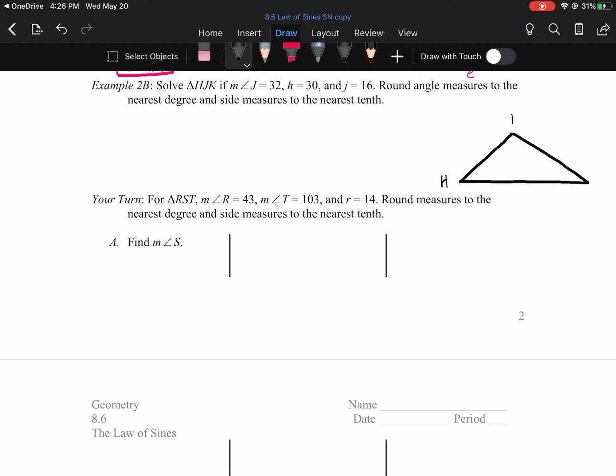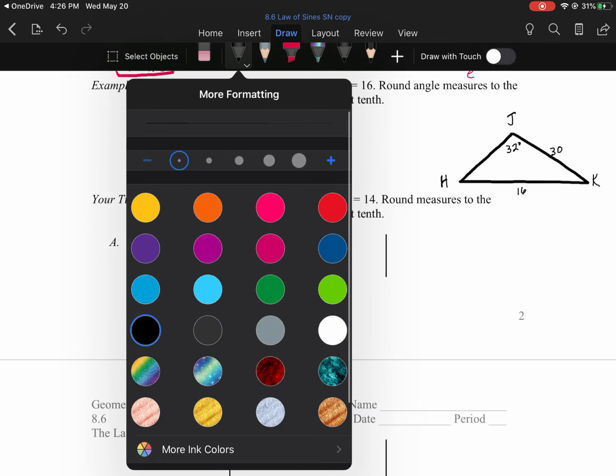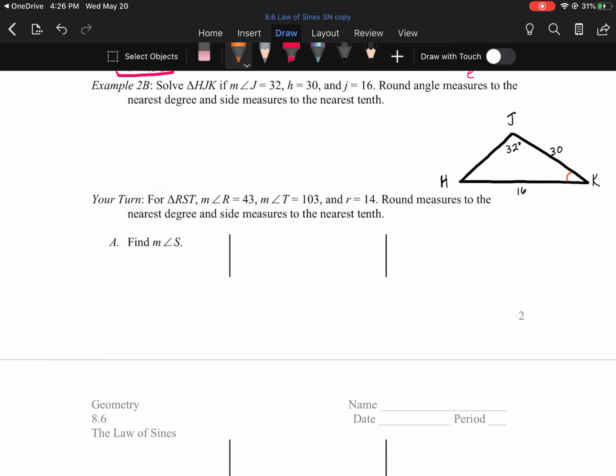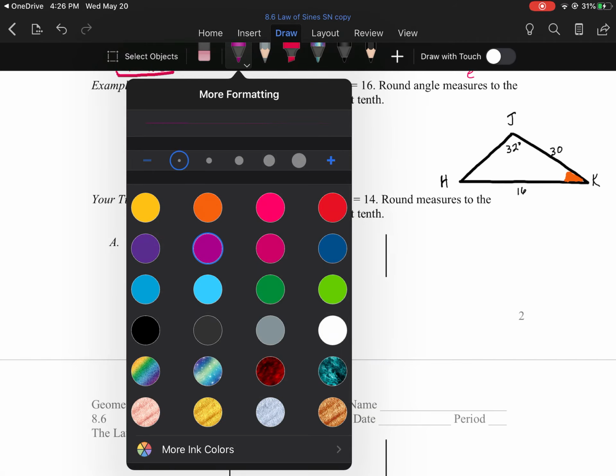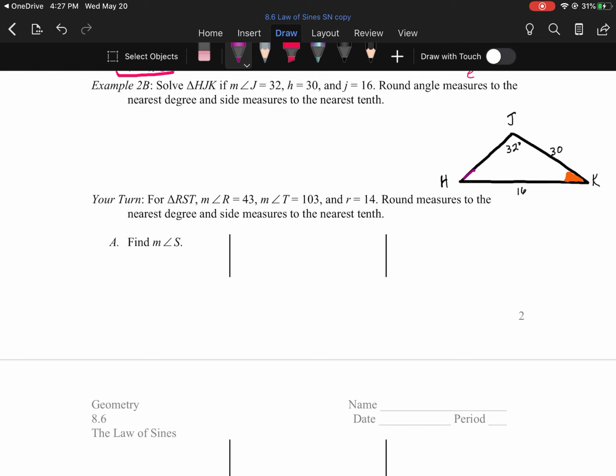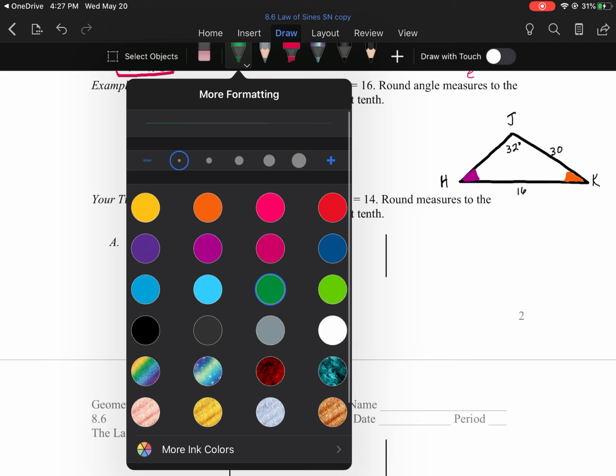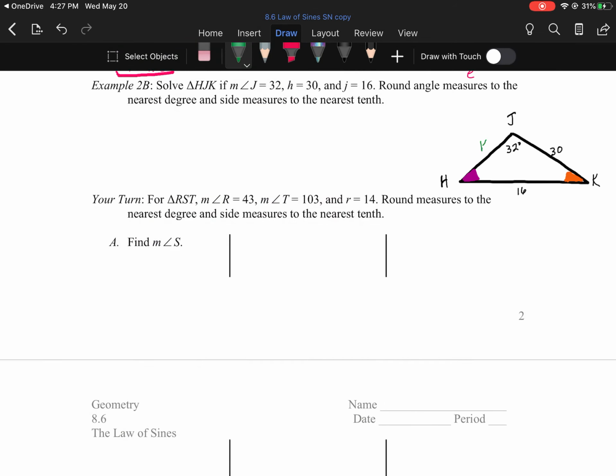So H, J, K. J is 32 degrees. Side H is 30. Side J is 16. So we have to find, and I'll try to color code it this time, angle K, angle H, and then side K.